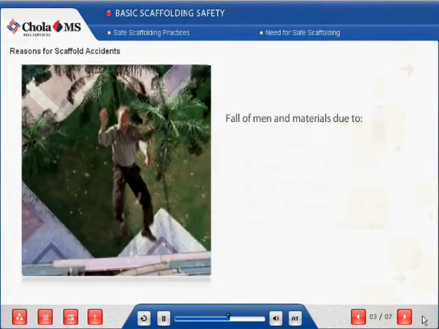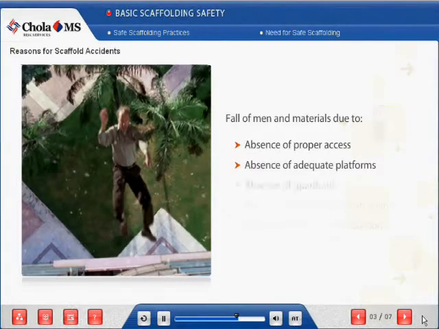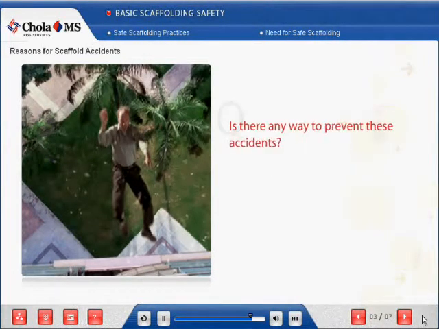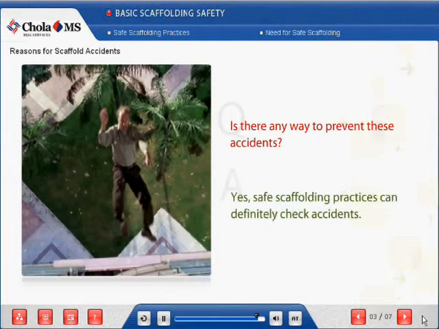Fall of men and materials due to the absence of proper access, adequate platforms, guardrails and toe guards and mesh guards. Also, mishaps can happen sometimes when people take shortcut procedures. Is there any way to prevent these accidents? Yes, safe scaffolding practices can definitely check accidents.